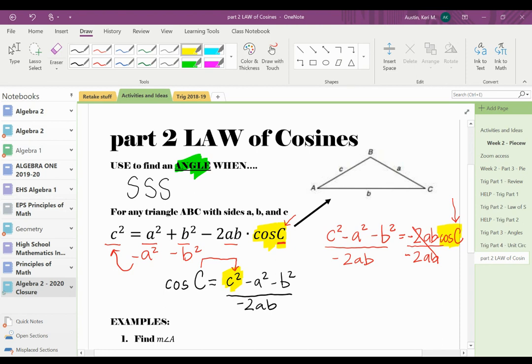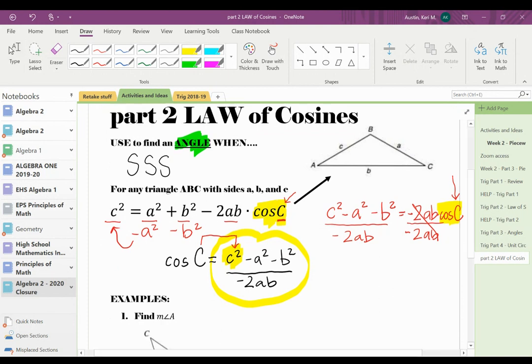A couple tricky things with a calculator when you're trying to type this in. You have to be careful: if you want the calculator to divide by all of this, you need to put parentheses. And also we need to remember that if we're looking for an angle, at the end we need to do the inverse of cosine so it can tell us what the angle is. All right, let's jump into a couple.